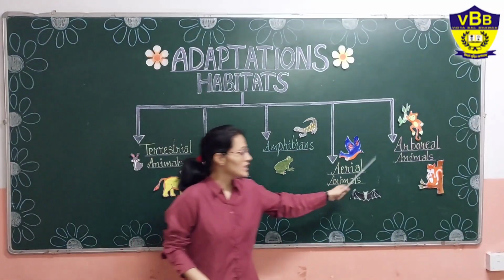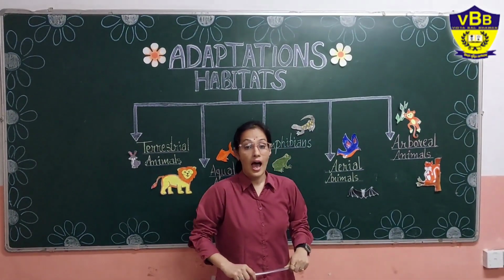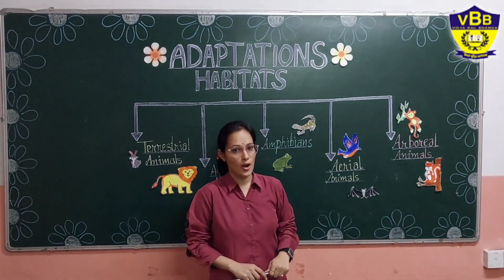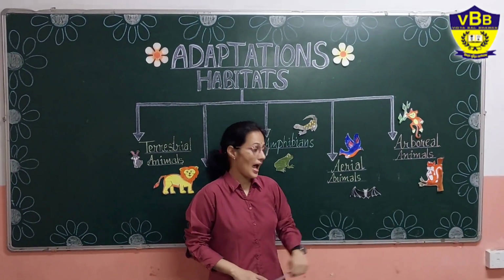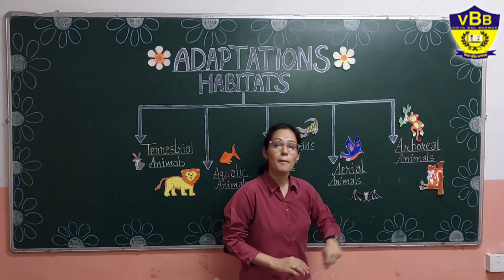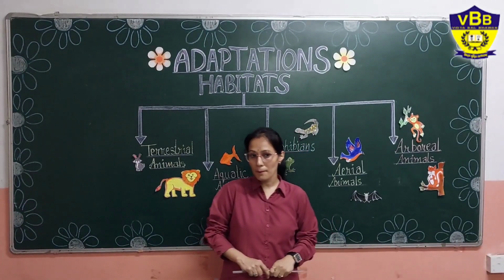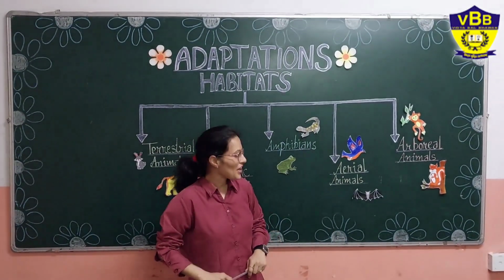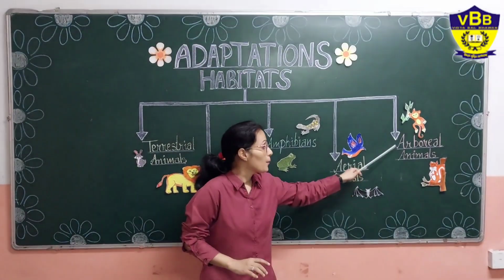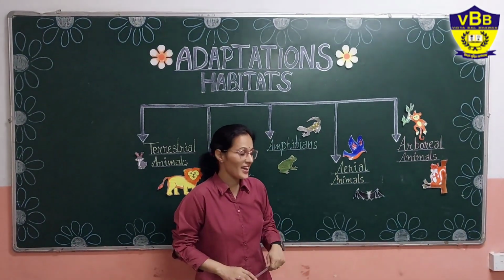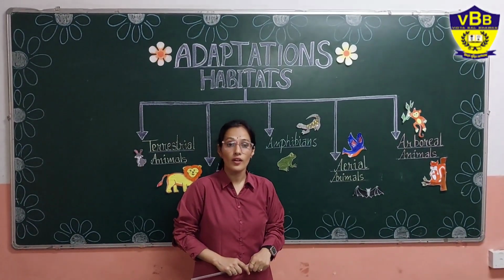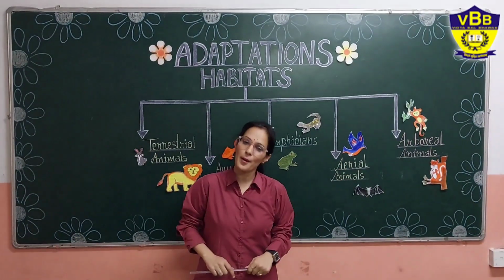Very good. So next, moving to arboreal animals. Animals who spend most of their time on trees are known as arboreal animals. I have taken 2 examples. You can see this is a squirrel and this is a monkey. Now you give me 2 examples. Yes, very good. Chimpanzees also come in the category of arboreal animals. Chameleon, yes, very good, also comes in this category. Sloth also comes in the category of arboreal animals.